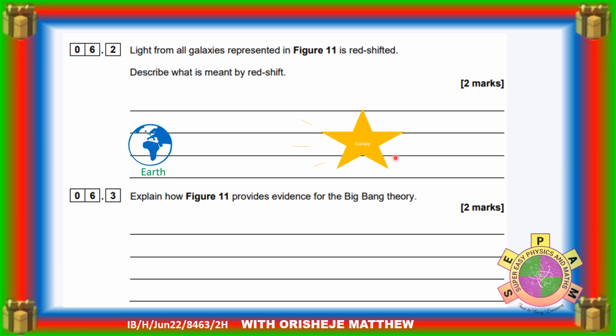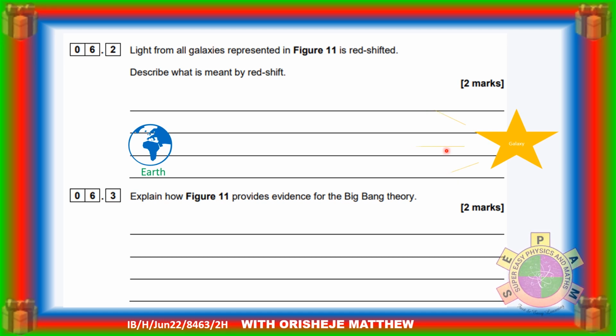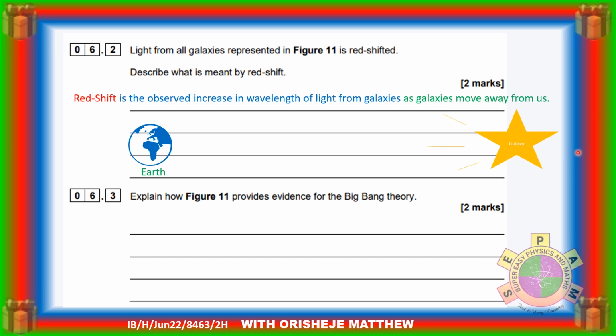Then as the galaxy moves away from the Earth, what happens? There's an increase in the wavelength of the light. So that is what we call the redshift. So redshift is the observed increase in wavelength of light from a galaxy as the galaxy moves away from us. So that is just the illustration I've given here.